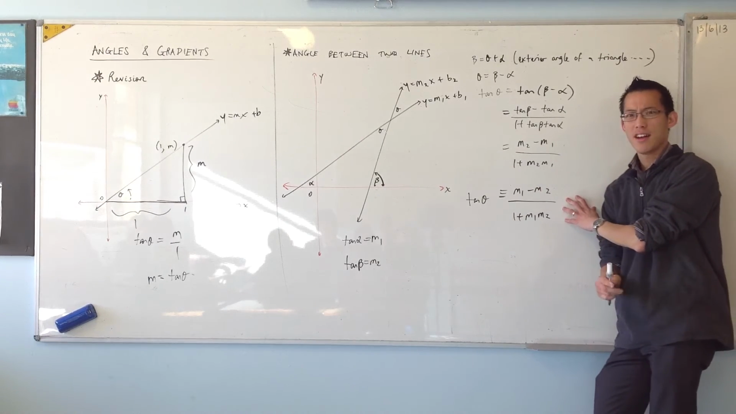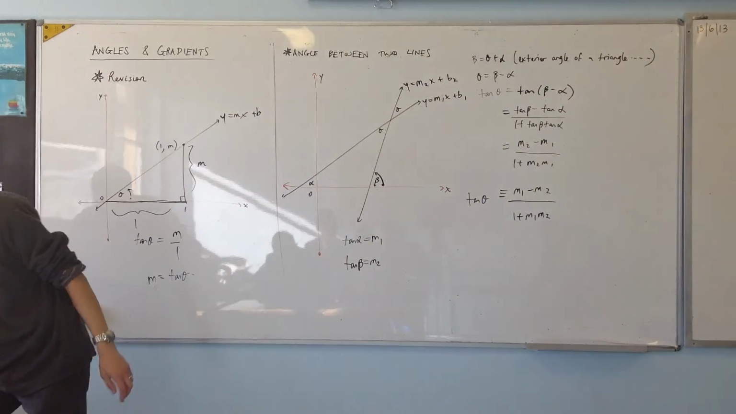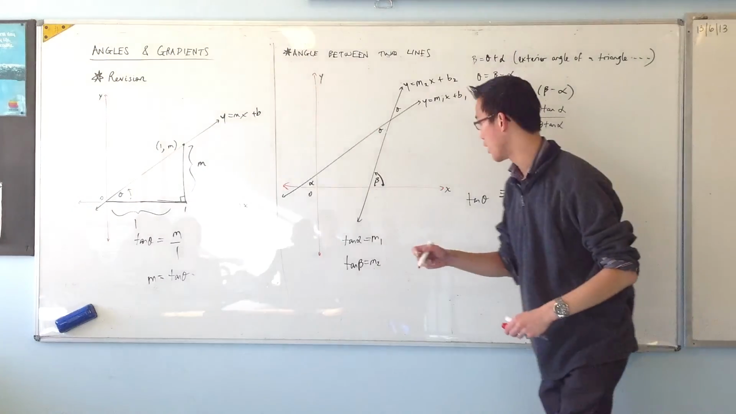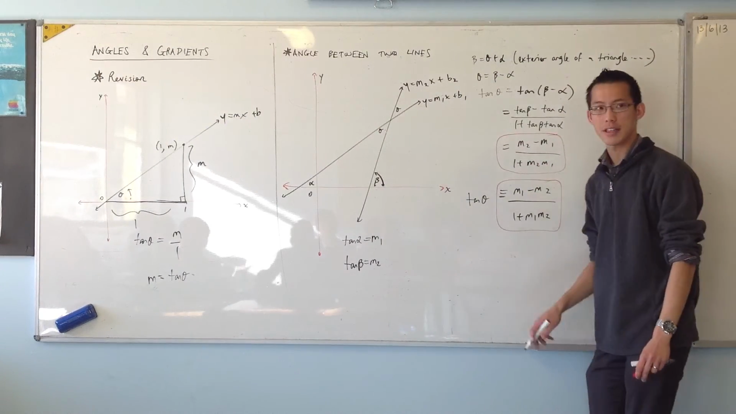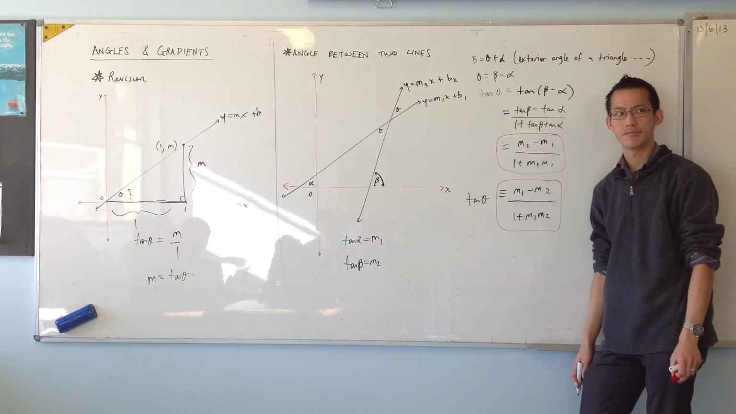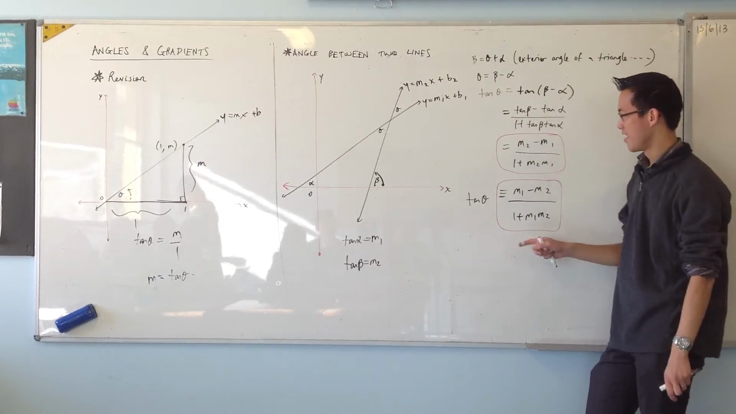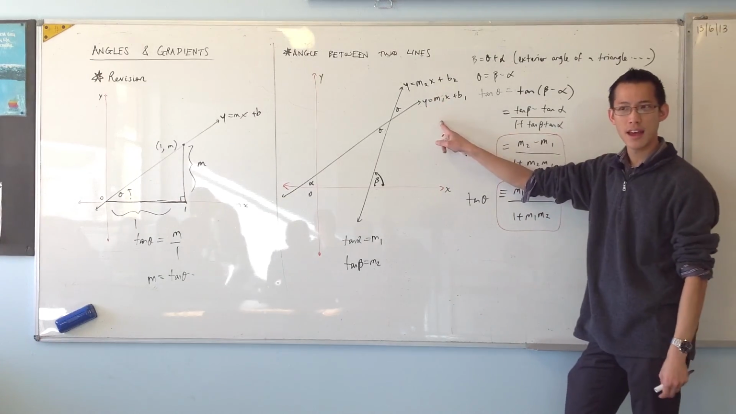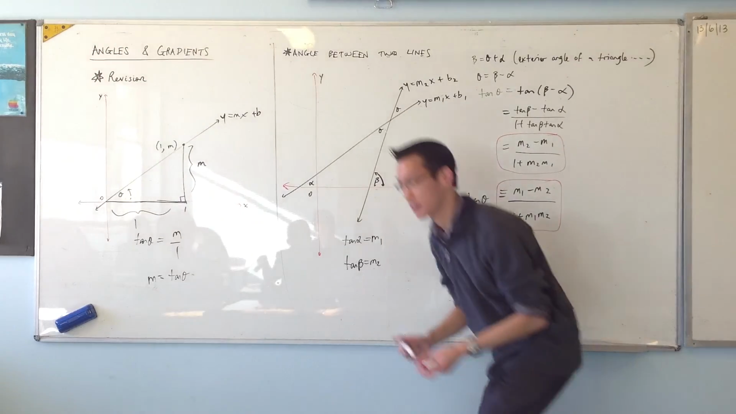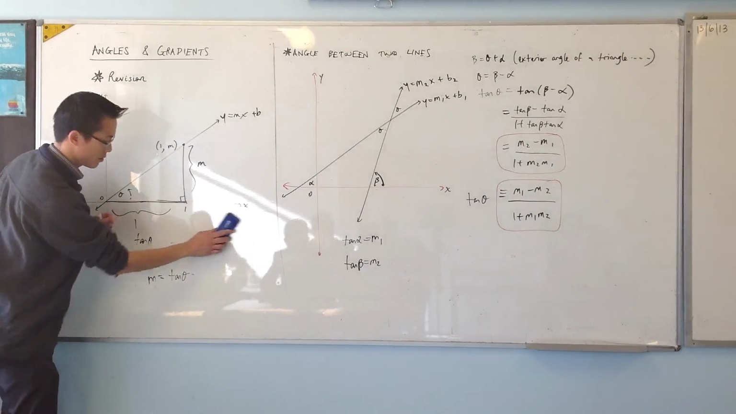That's the result. Now, before we start using it, I want to address the question: how do you know which one to put first? Is it this one, or is it this one? I want to let that question sit in your mind for a second. Which one do I use? Which gradient do I put first? Let's have a look at an example question, and hopefully the example will answer which one you put first.